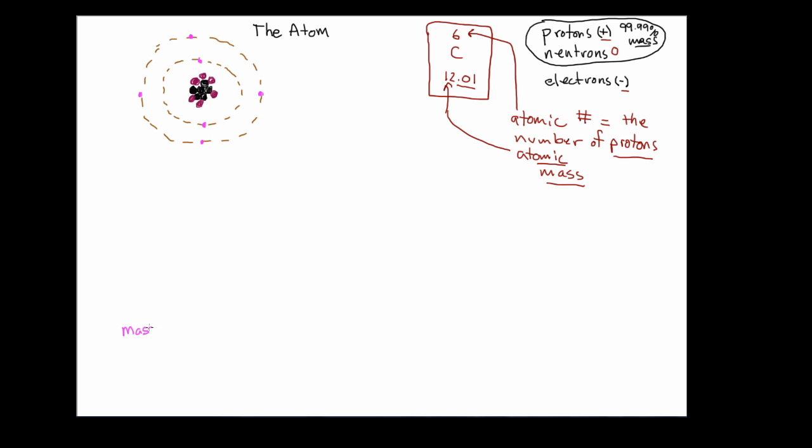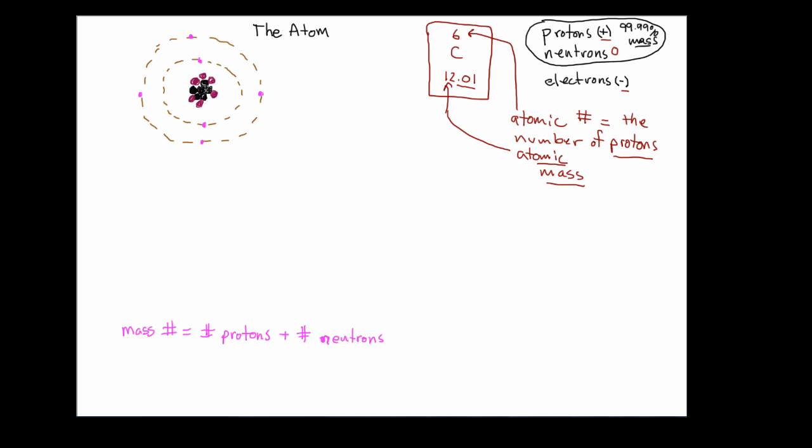Now, let me quickly define a concept here called mass number. Mass number is equal to the number of protons plus the number of neutrons.